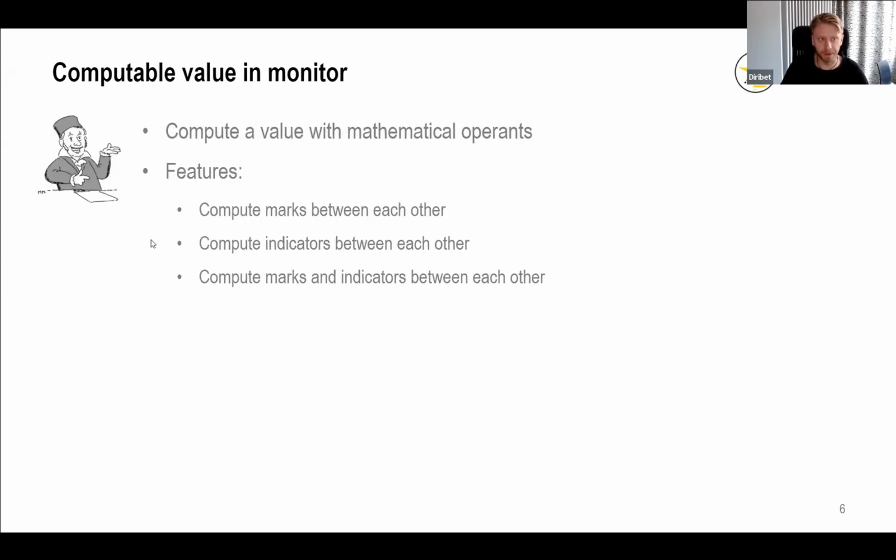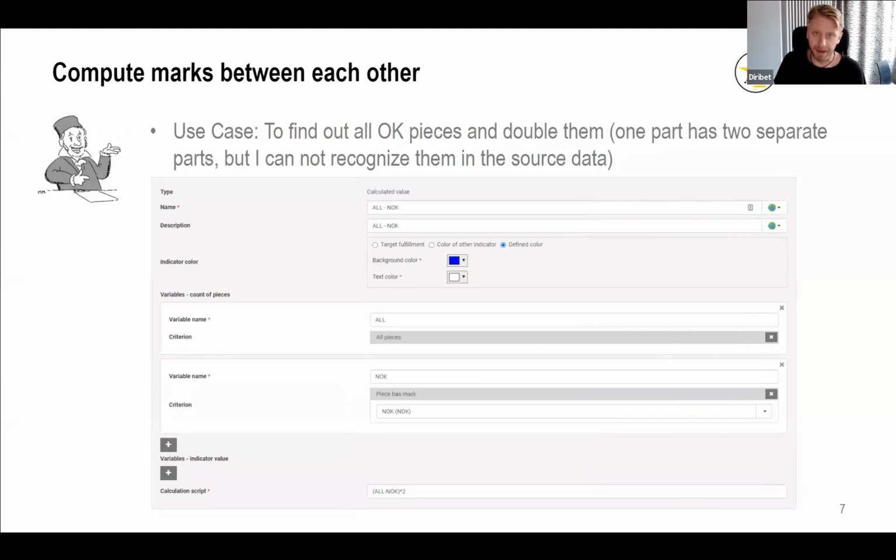So that's tool chat. Another topic is computable value in the monitor. Now we are able to compute a value with mathematical operands. You can compute marks between each other, or you can compute indicators between each other, or you can compute marks and indicators between each other. Maybe it sounds quite difficult, but it's quite okay.